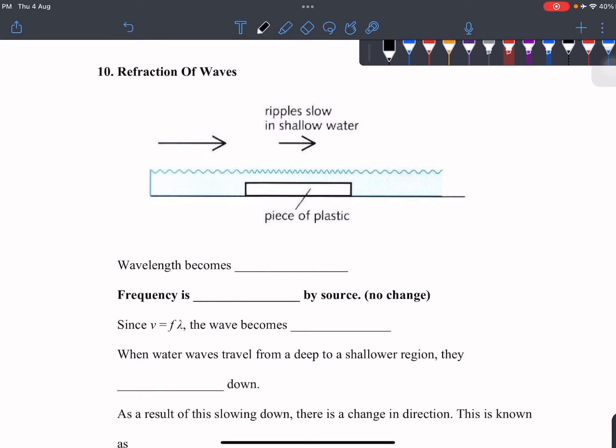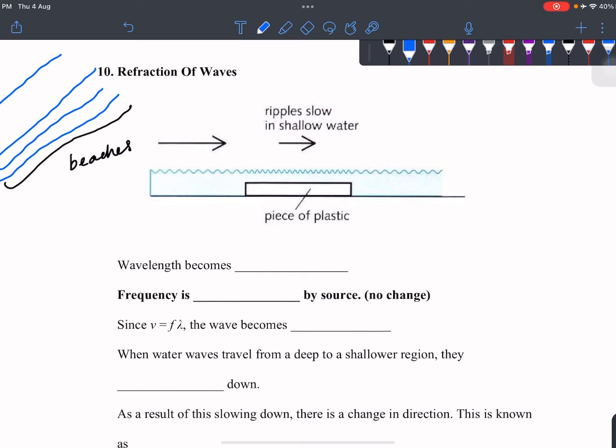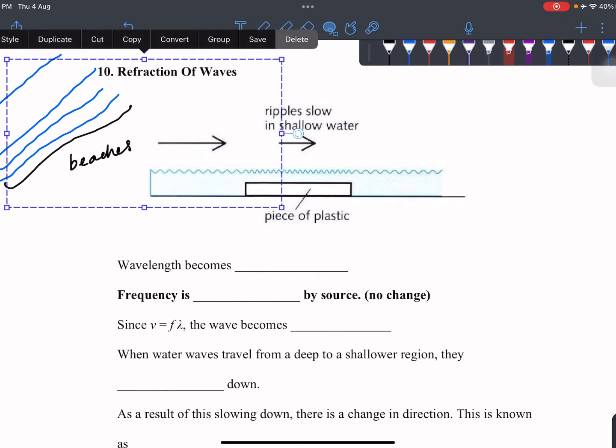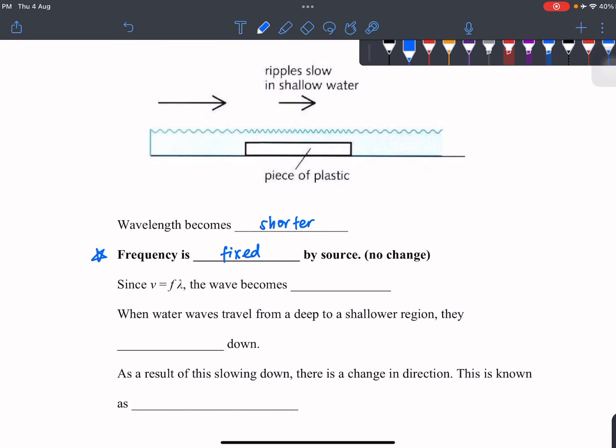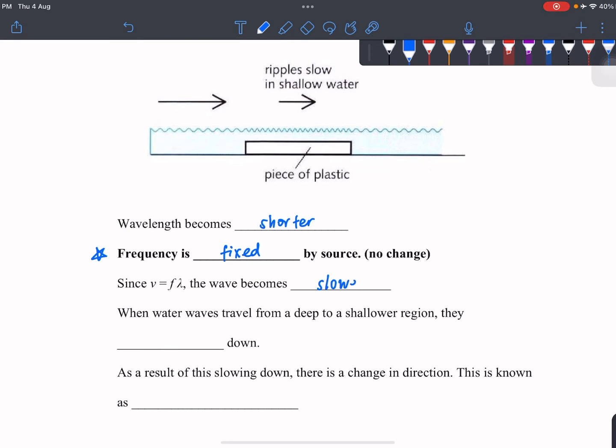So where do you see this happening? On beaches. Where things are far away, you may see wavefronts further apart, but closer to the beach, you can see that the waves are more frequent because the parts are shallower and your waves are traveling slower, so you get more wavefronts. So wavelength becomes shorter because the speed drops. The frequency is fixed by the source. This is very important. Since v equals f lambda, the wave becomes slower.